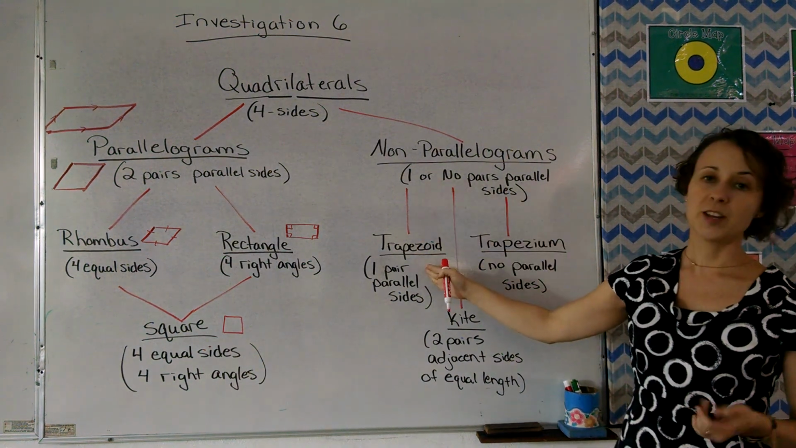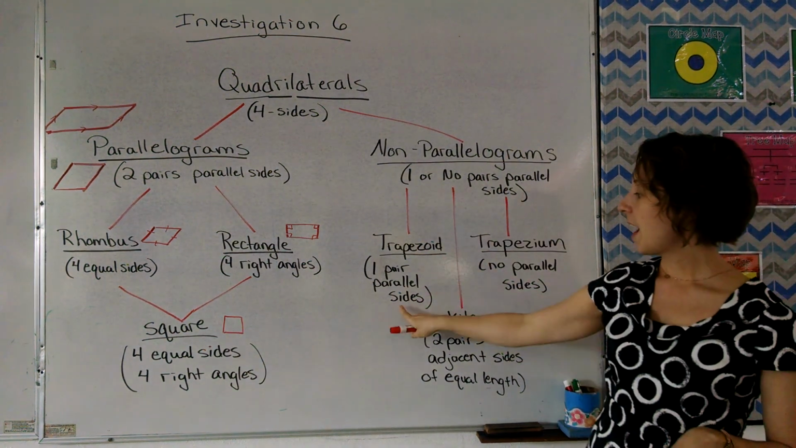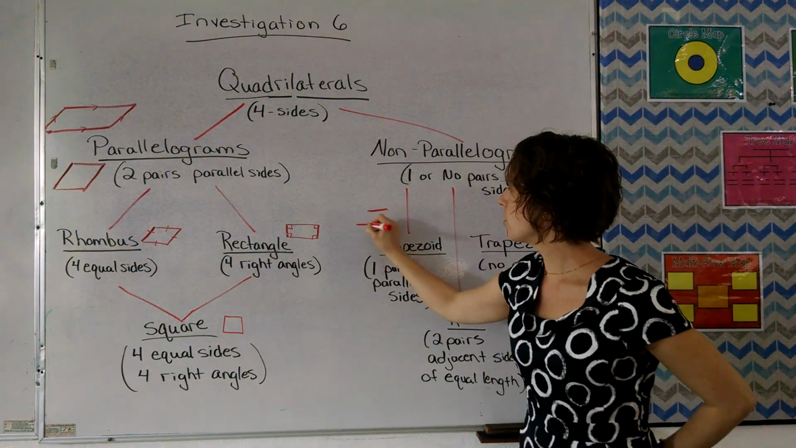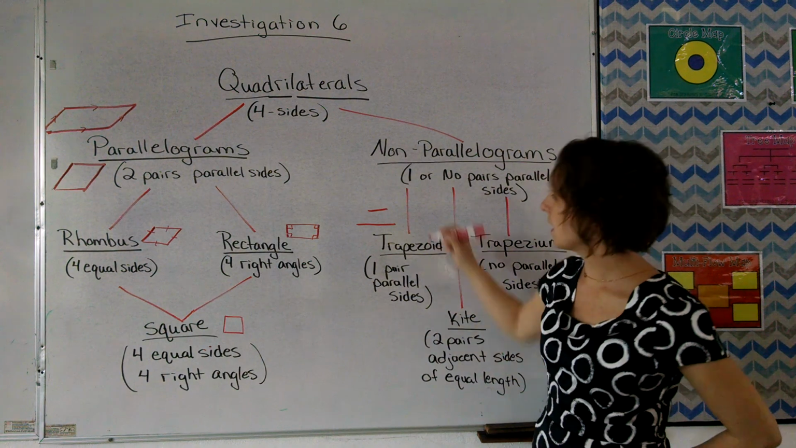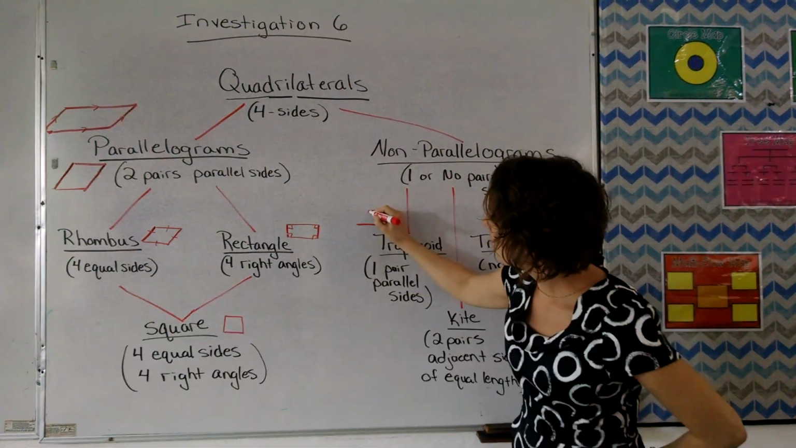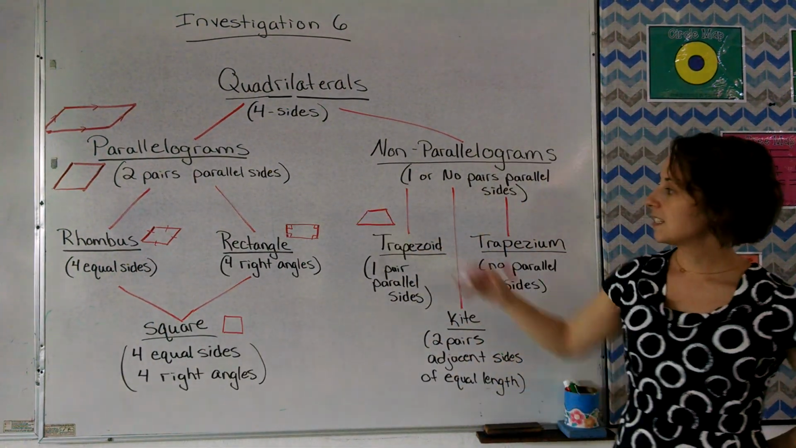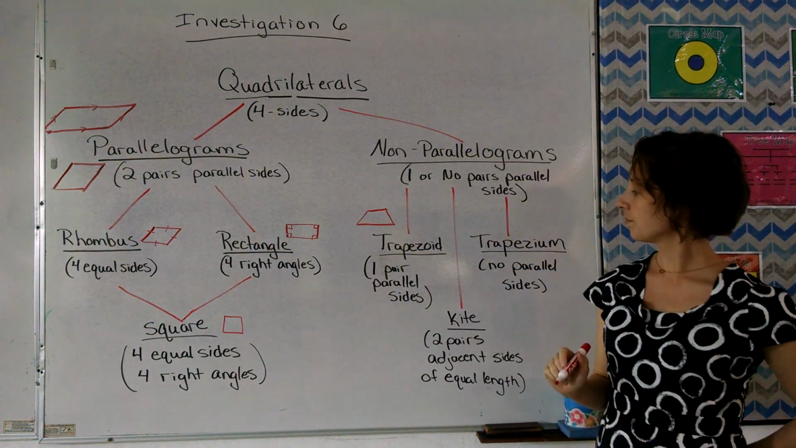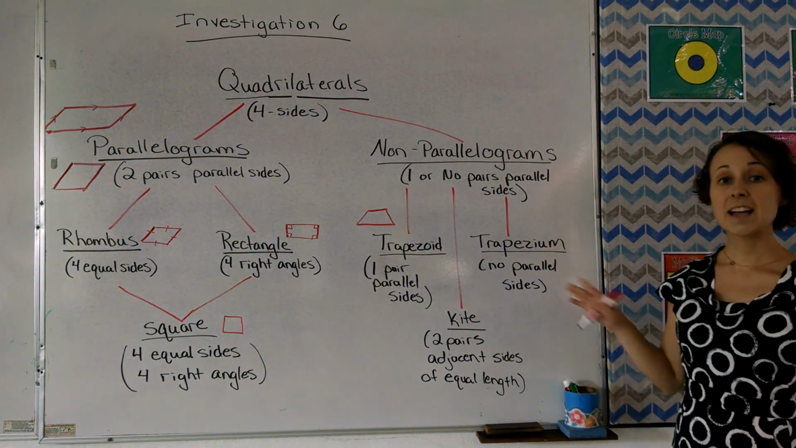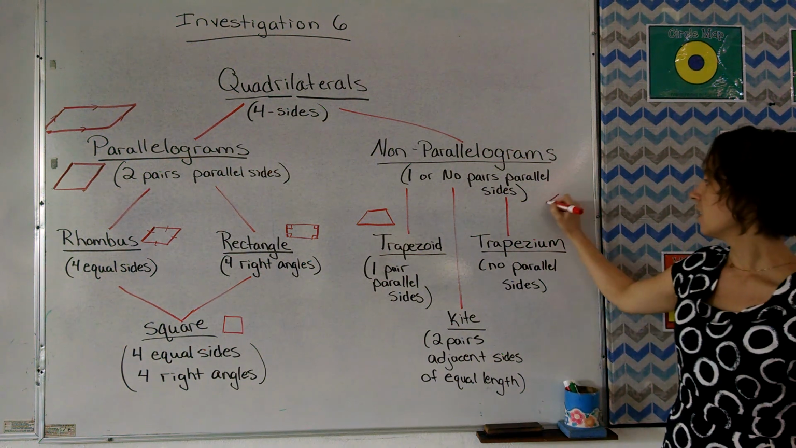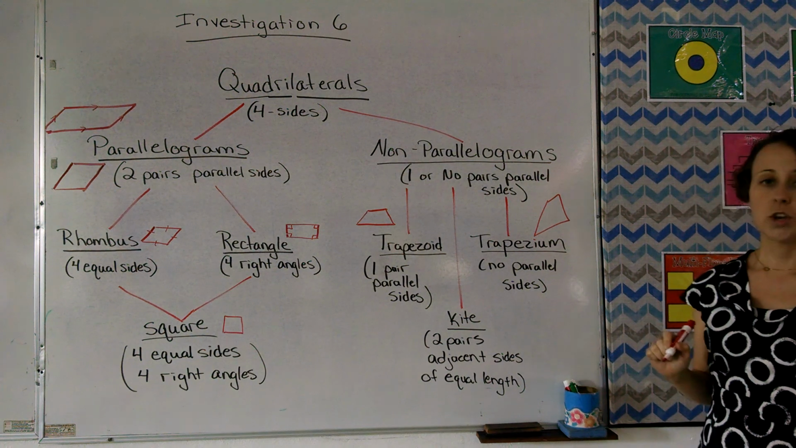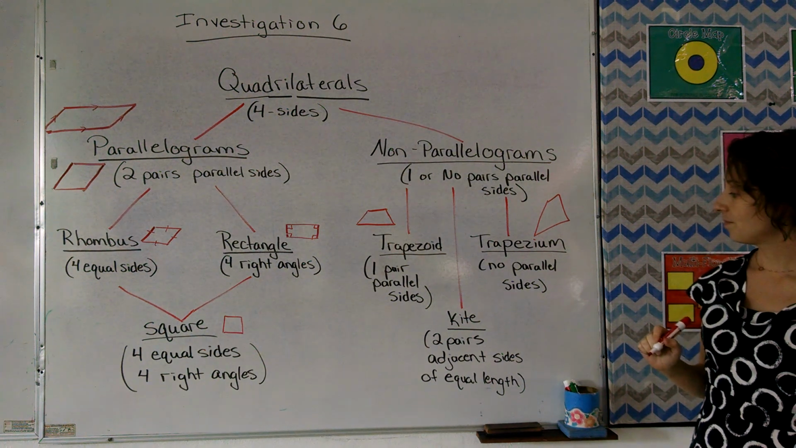A trapezoid, you may or may not have heard this word before, has 1 pair of parallel sides. Usually when we draw a trapezoid, we draw 2 parallel sides, but we draw them different lengths. That way, when we connect them, it's very easy to see that we have parallel sides and non-parallel sides. A trapezium has no parallel sides. So this will be kind of a crazy looking quadrilateral with no pairs of parallel sides.